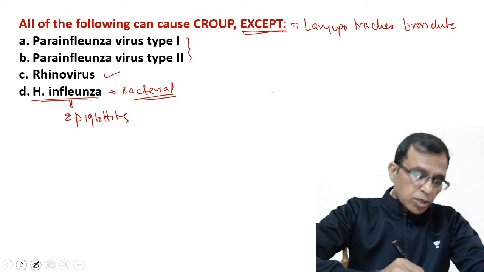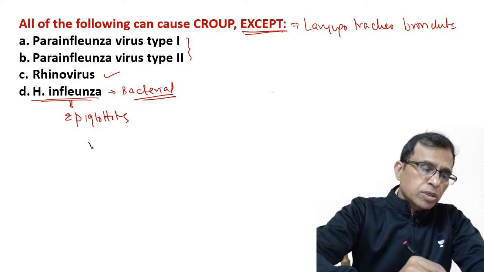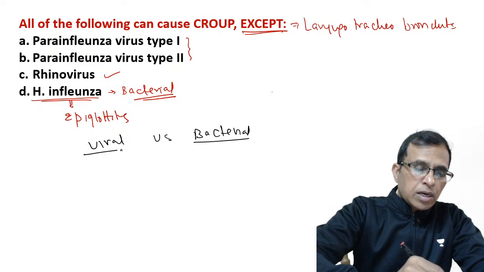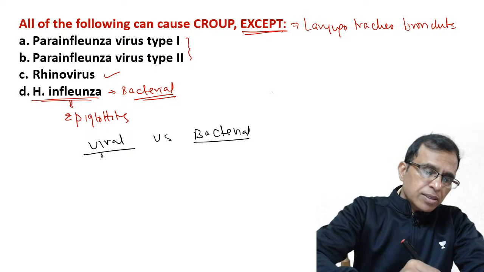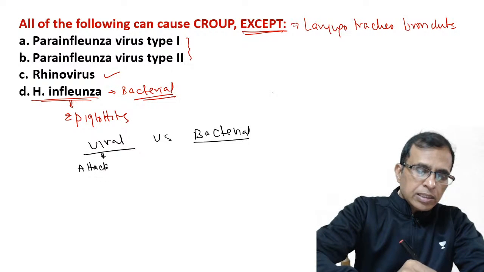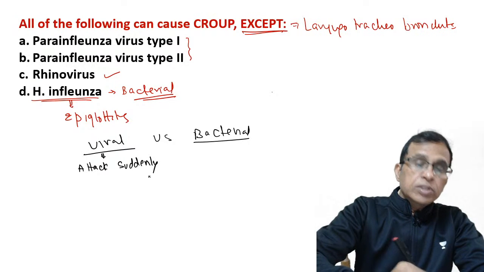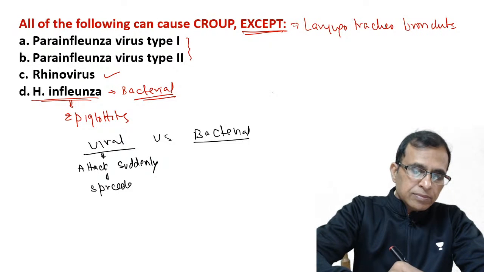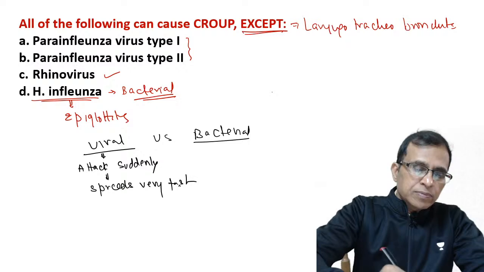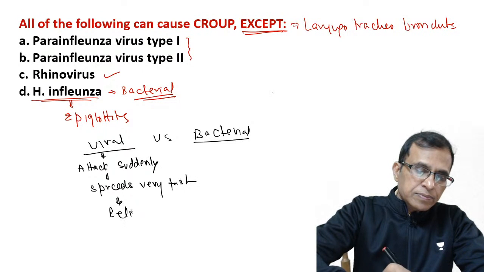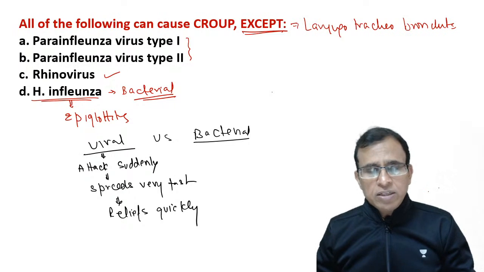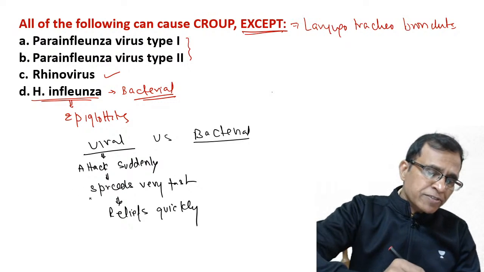Now why is this important? In the throat, virus versus bacteria, how do they present? See, virus will attack suddenly. We are talking about throat, respiratory tract infection. Then it spreads very fast, and relieves quickly. So it comes, attacks, spreads and goes away. Within a few days everything will happen, and the patient is normal within 3-4 days. That's what happens. So here the main point is it spreads very fast.